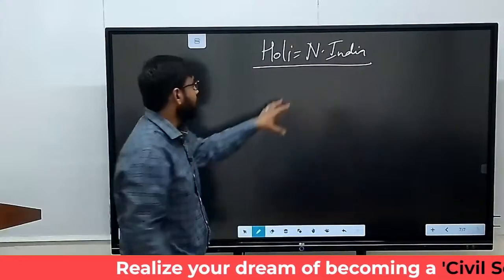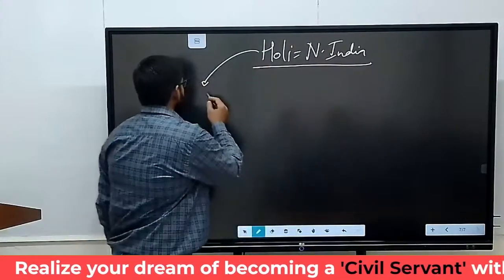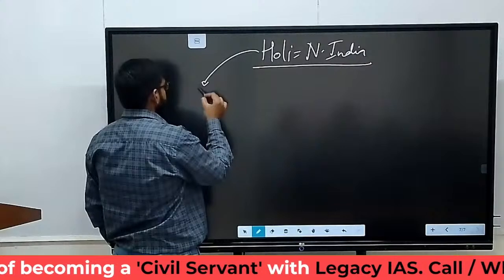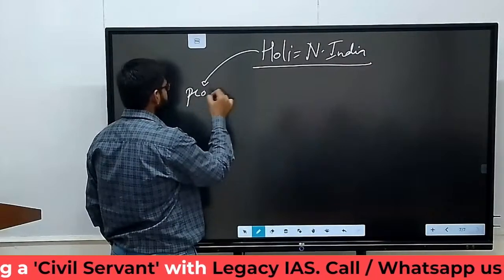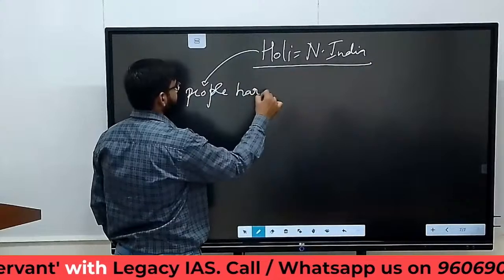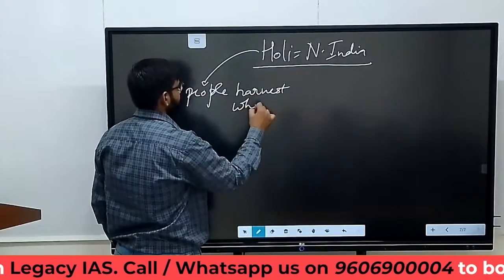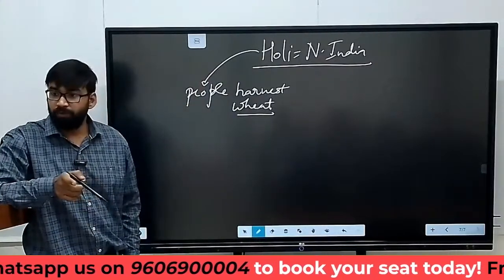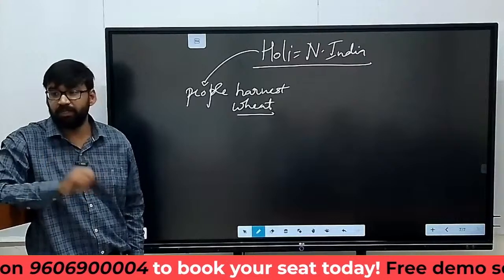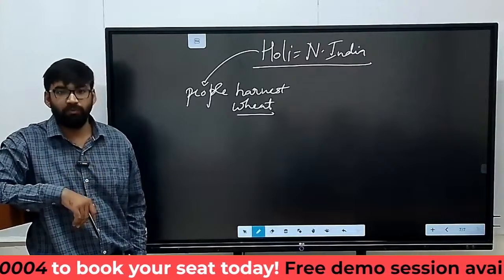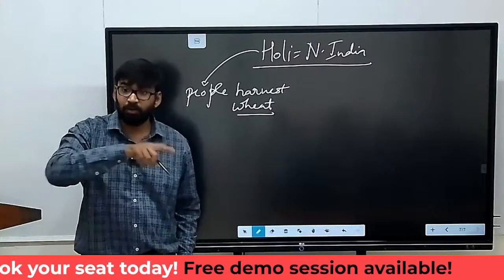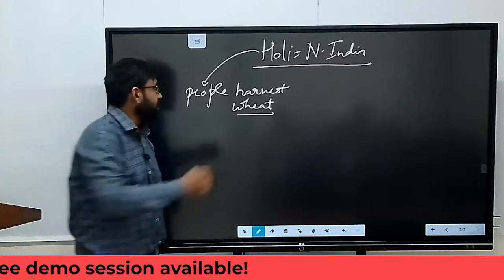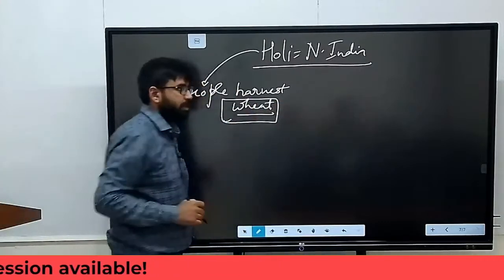Why? Because now you have to connect it with geography. Now how? In Holi, people harvest the wheat crop. Getting my point? Wheat is the product of winter. That is why in South India, the main crop is rice. Rice is the staple crop. Getting my point? Wheat is the crop of winter.